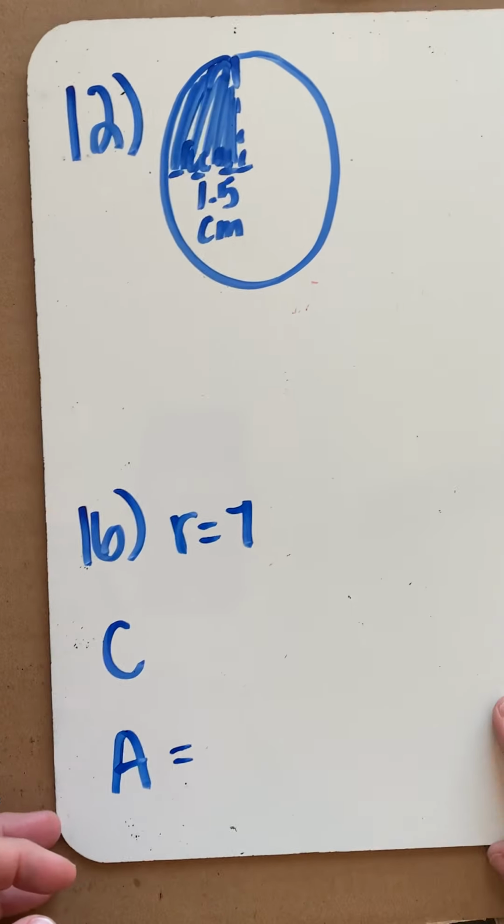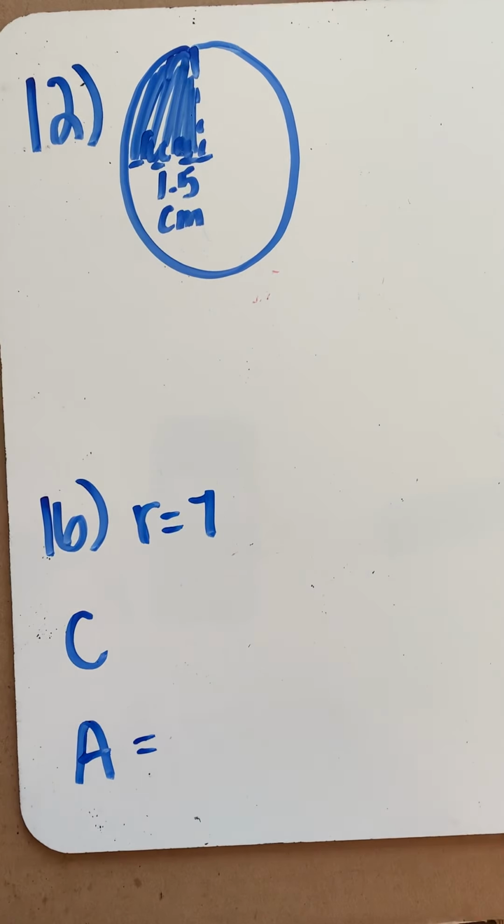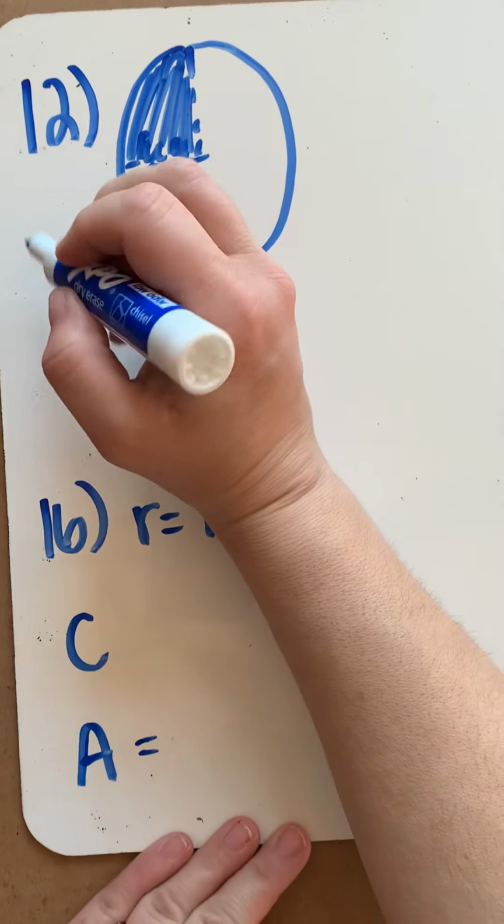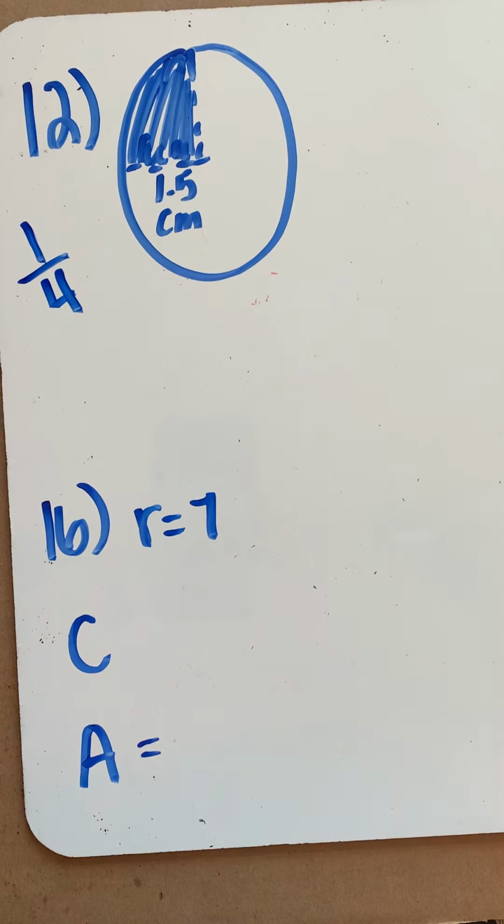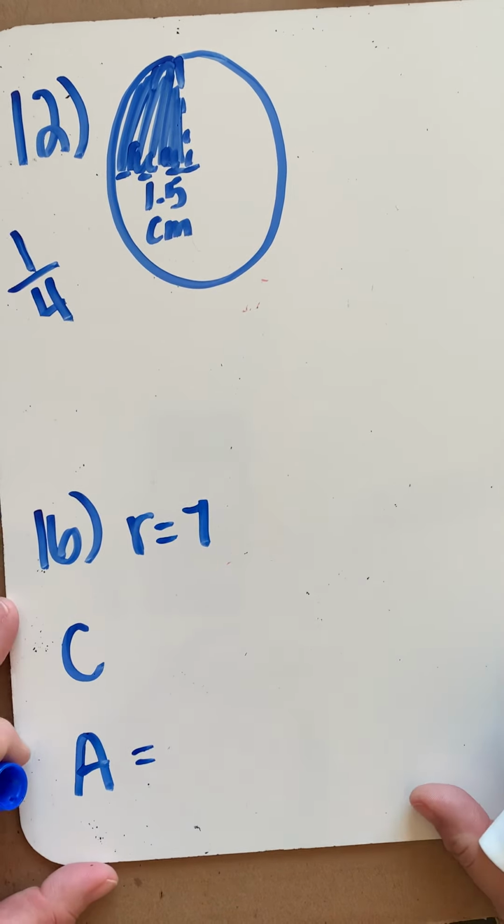All right, number 12. Number 12 looked like this. They gave us a circle, a radius, and a portion that's shaded in. How much of that circle is shaded in? That's what you need to figure out first. Only 1/4 of it is shaded in. So we are going to find the area of the total circle and then divide it by 4. We're trying to find a fourth of it.